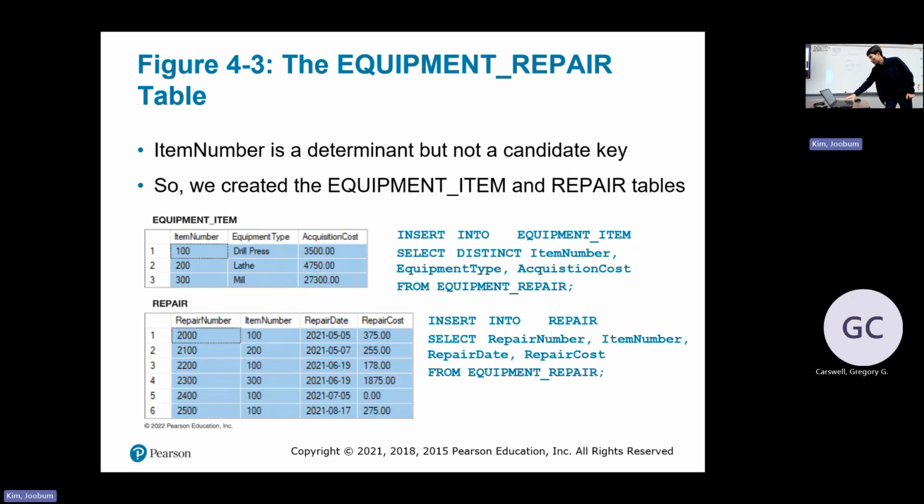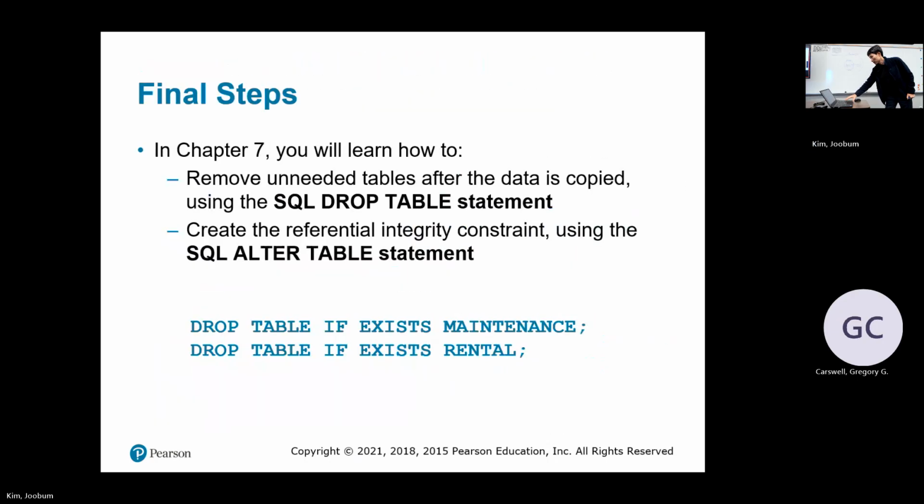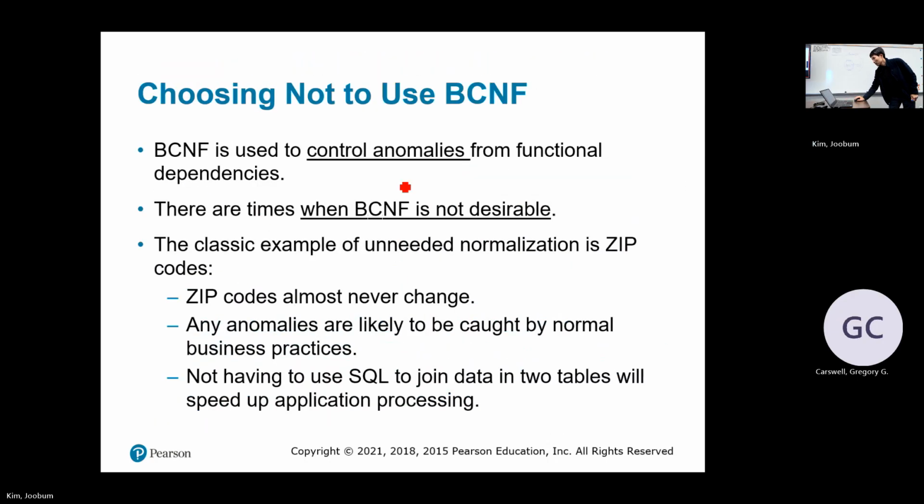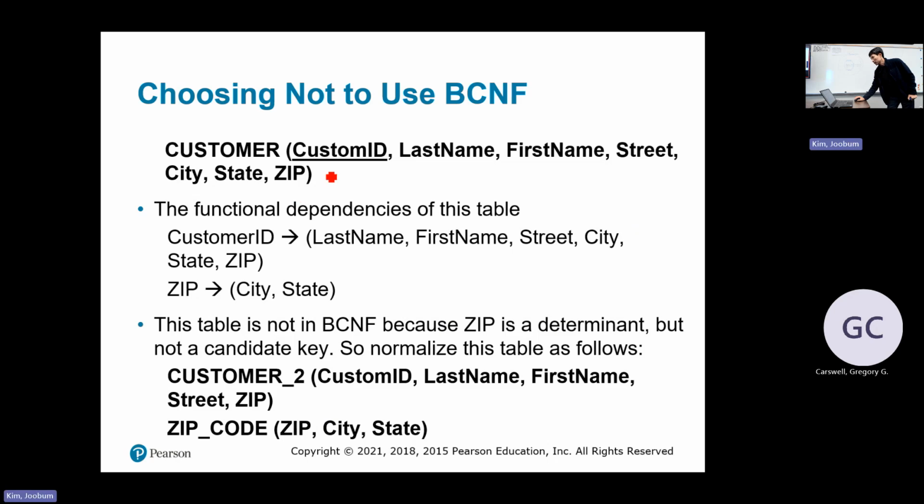Okay, so that is an updatable database. Sometimes we just need a read-only database. So for example, think about this example, a customer table. There are how many columns? 1, 2, 3, 4, 5, 6, 7. The columns: customer ID, last name, first name, street, city, state, and then zip.